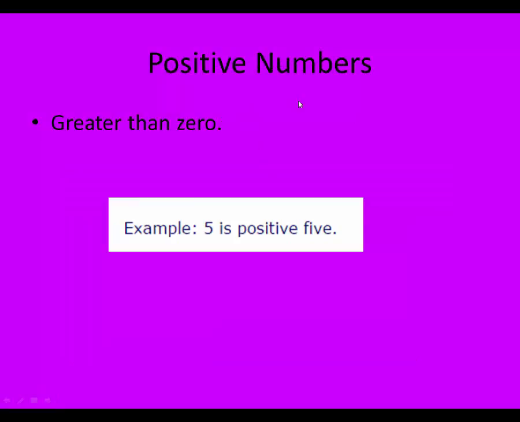Positive numbers, which we've been working on this week. Positive and negative integers are also positive and negative numbers because an integer is a number. Positive numbers are greater than 0. On the number line, you're going to move to the right if it is a positive number. For example, 5 is positive 5. You do not have to put a plus sign in front of the 5 to let me know that it's positive. You can just keep it as a regular 5.